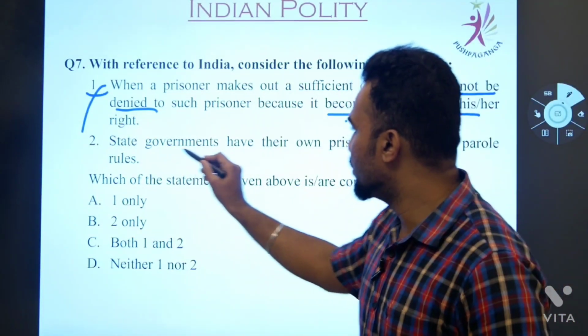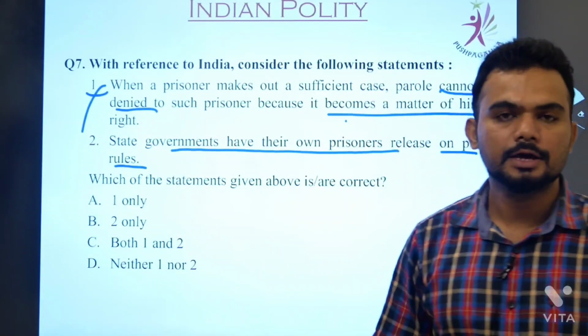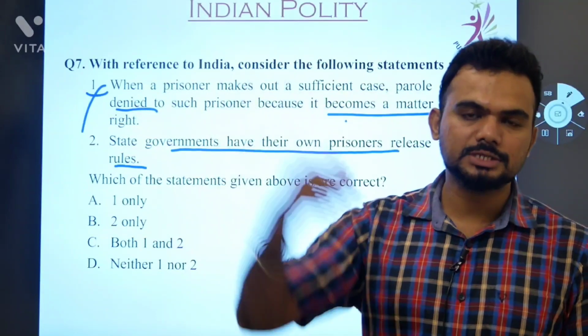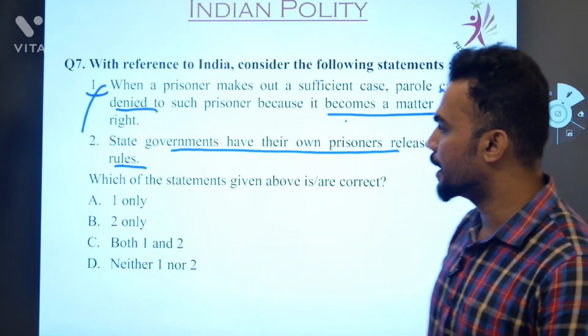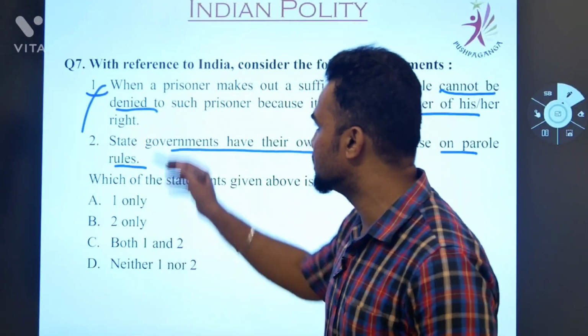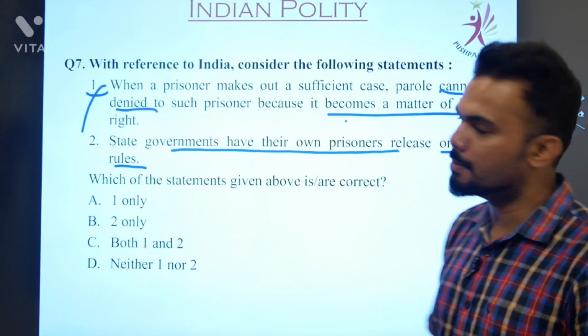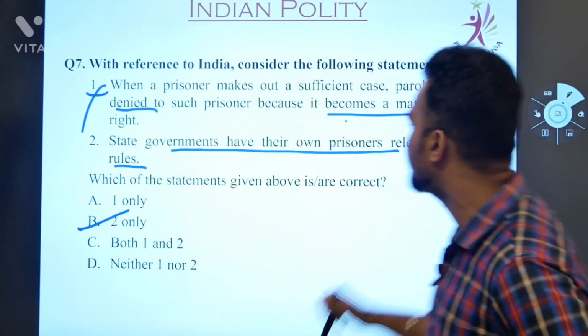Again, state governments have their own prisoners released on parole rules. Yes, definitely, the state governments can have their own rules and make regulations on this. Prisons come under the state list, so the state governments can make their own rules and regulations. Based on this, answer B will be the right answer.